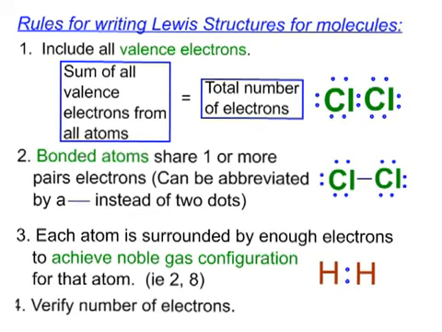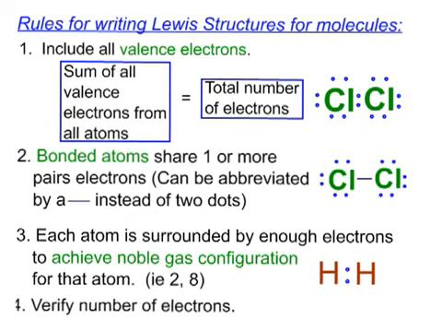Here's rule number 2. Bonded atoms share 1 or more pairs of electrons. We can abbreviate the bond with a dash like this instead of with 2 dots, so you can see it either way. Both ways are fine. The dash is quicker and easier to write when molecules get more complicated. Here we have a chlorine atom and a chlorine atom, and we've abbreviated their bonded electron pair with this dash.